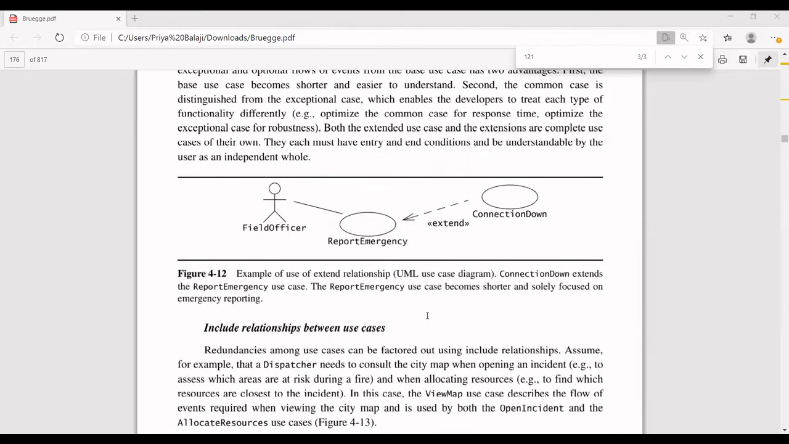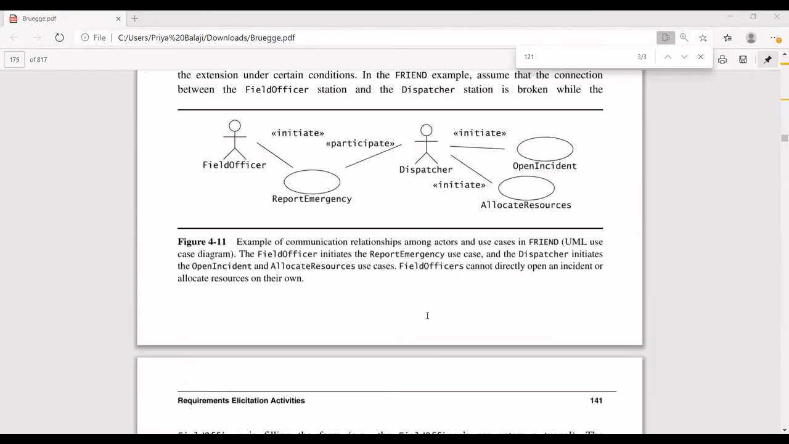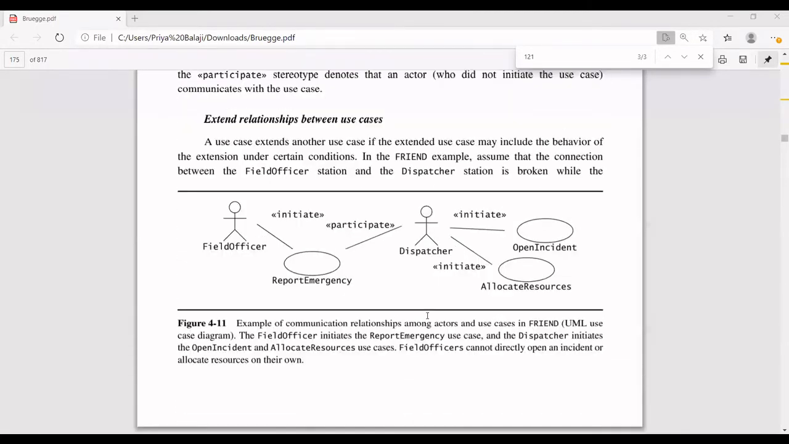And another two new types of relationship are nothing but your initiate and participate. So initiate, in a sense, means who is going to start that particular use case. So once I have started the use case, who is going to participate in that? That comes as the participate relationship.